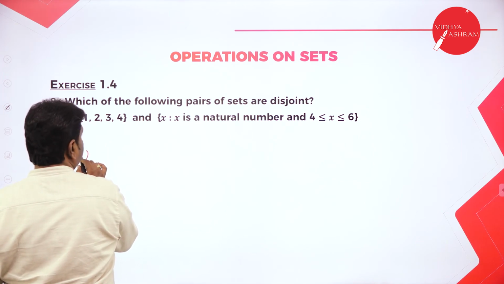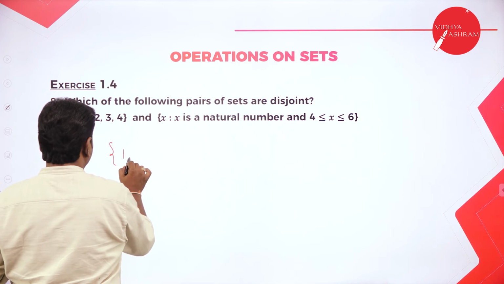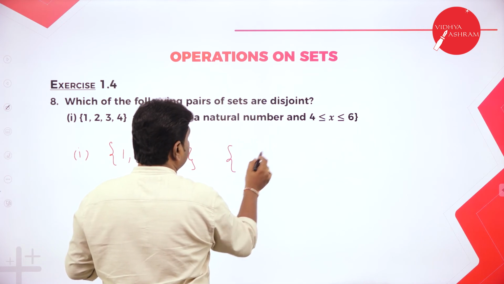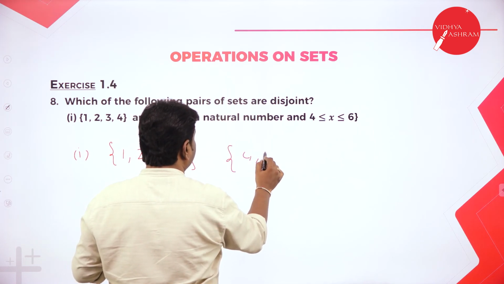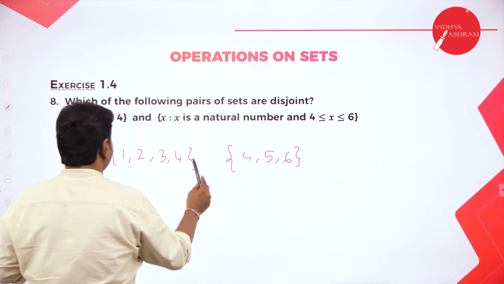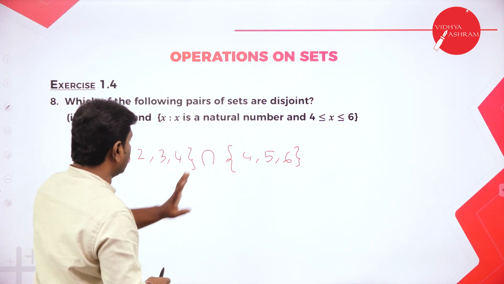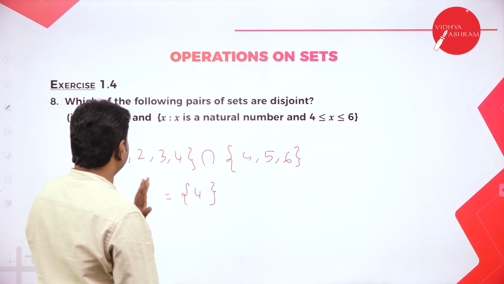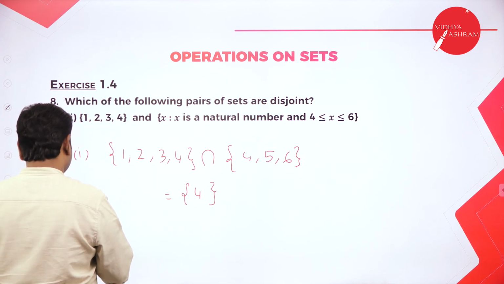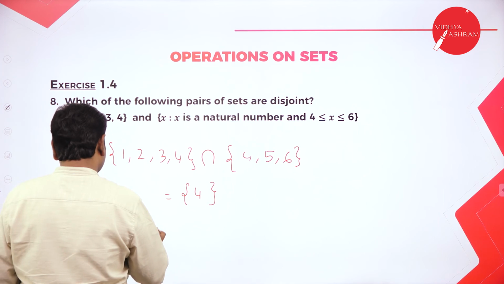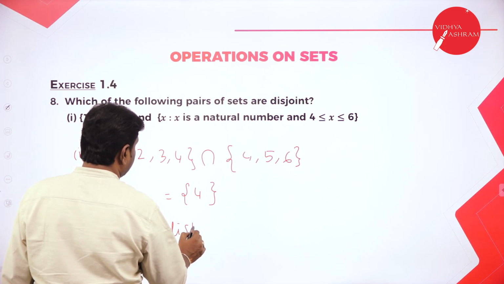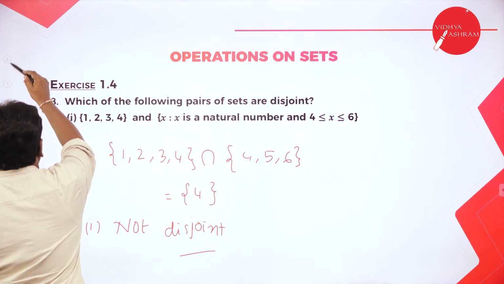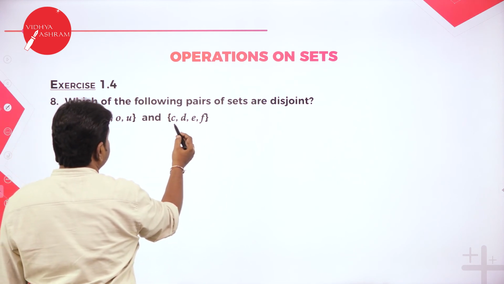Now the first one is {1, 2, 3, 4} and the second one is x, a natural number lying between 4 and 6. What are the natural numbers lying between 4 and 6? 4, 5, 6. Now they want you to find the intersection. Do we have any common elements? Yes, I have one common element, 4. So this is not disjoint. Disjoint means they should not have any common element. Next.